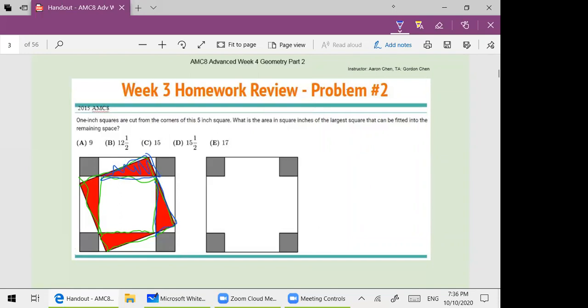Okay, so the area of this inner square is 3 squared, and the area of each outer triangle has a base of 3 and a height of 1. So the 4 of them combined have an area of 6. So the largest area is 3 squared plus 6 equals 15.